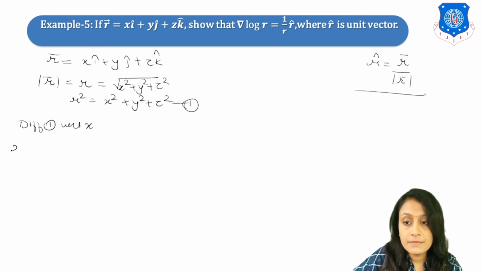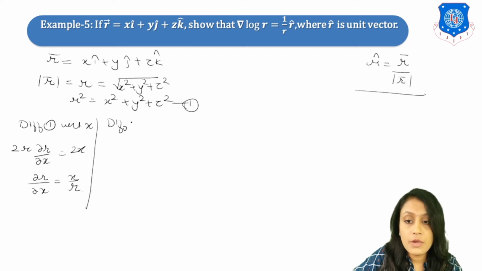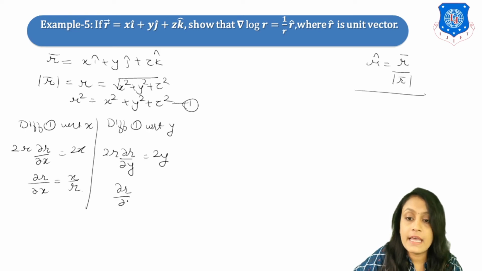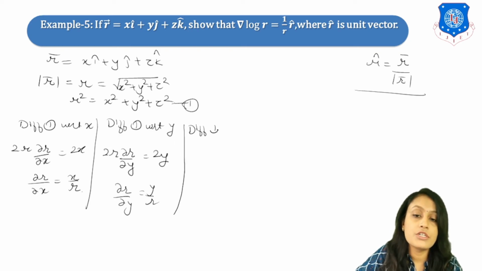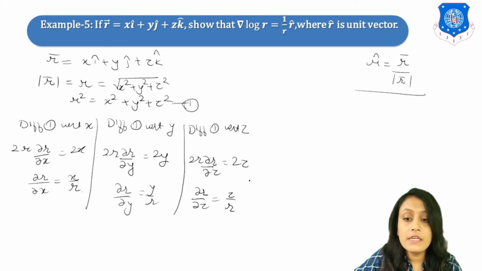So what you will get from here, 2r del r by del x is equal to 2x. So from here we will get del r by del x as x upon r. Now if you differentiate this equation 1 with respect to y, you will get 2r del r by del y is equal to 2y, so from this you will get del r by del y as y upon r. And then if you differentiate this equation number 1 with respect to z, you will get 2r del r by del z is equal to 2z, and del r by del z will be z upon r. Now we will use this result to solve this question.